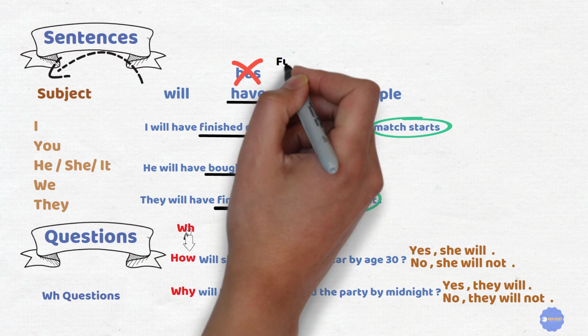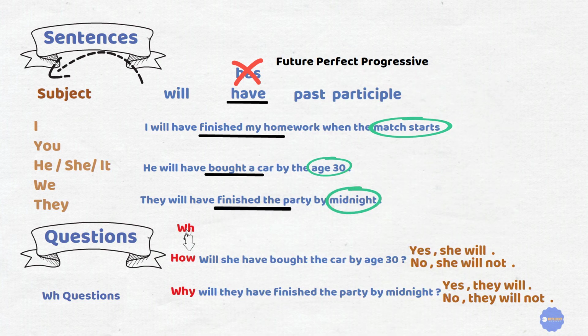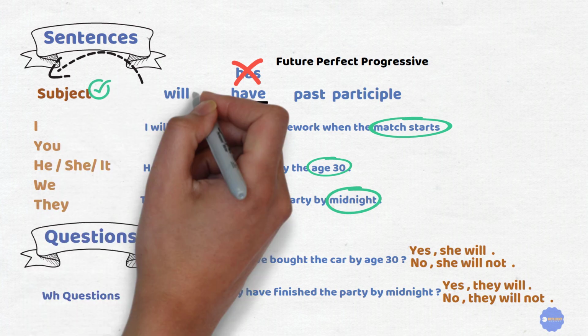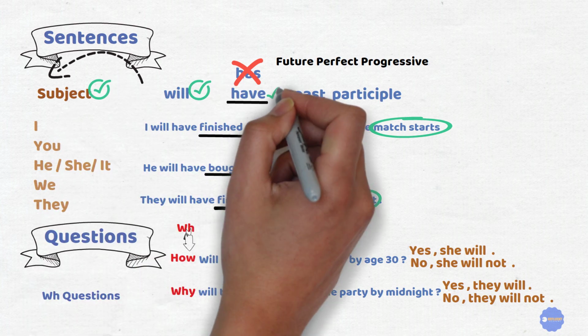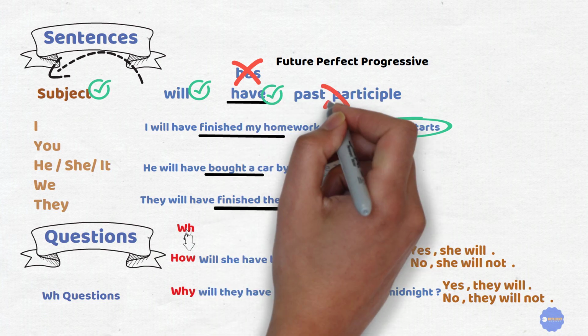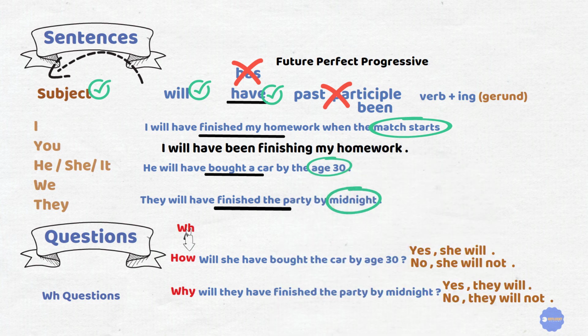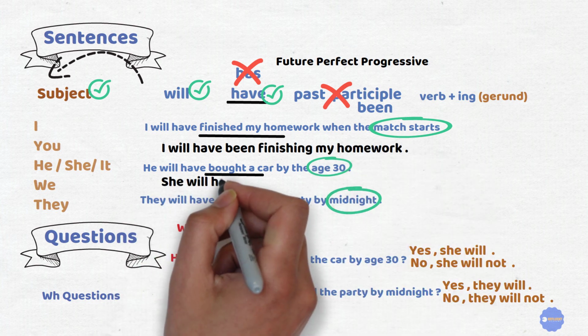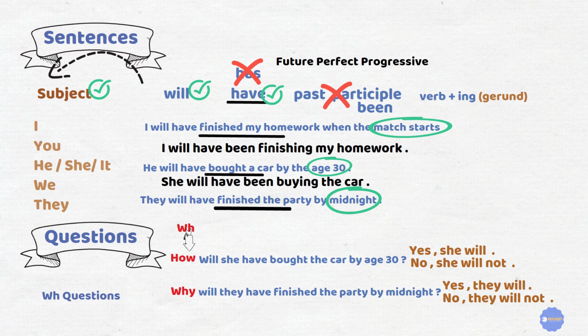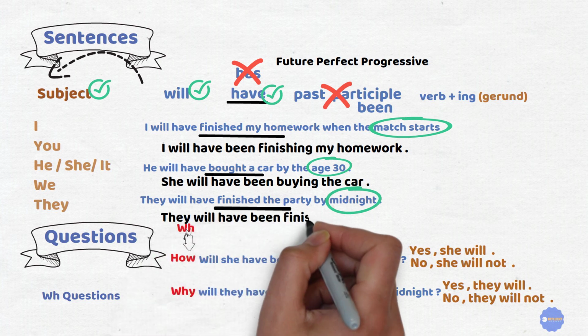Now about the future perfect progressive. How to form sentences? For the future perfect progressive, we use kind of the same format as the future perfect. We use subject, will, have, but not the past participle. We use been. After that, the gerund. So for this sentence, it will be, I'll have been finishing my homework. Or, she will have been buying the car. Or, we will have been finishing the party.